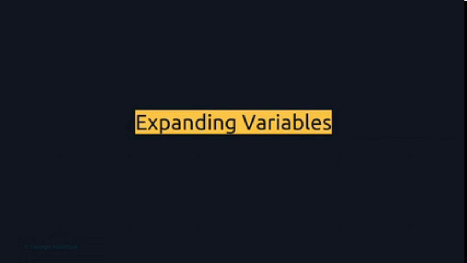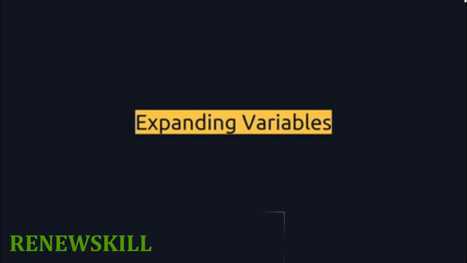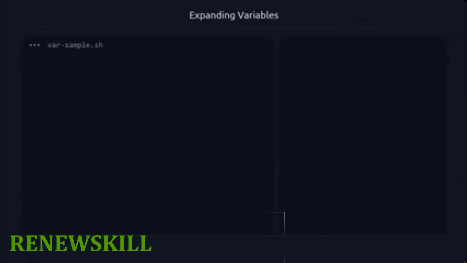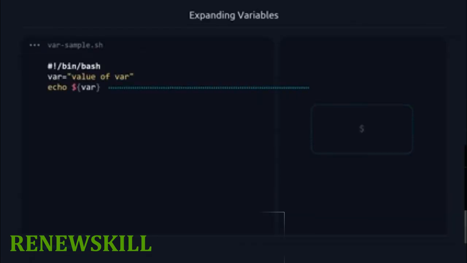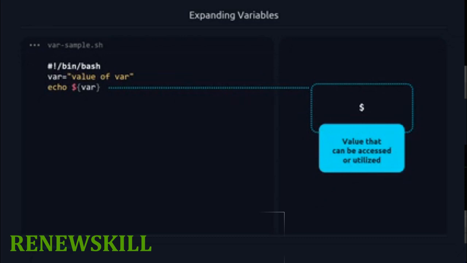About coding standards for variable expansions in Shell. In Shell, the dollar symbol or dollar sign is used to indicate that the following character or series of characters hold a value that can be accessed or utilized. This code snippet serves as an example to understand the concept of variable expansion.